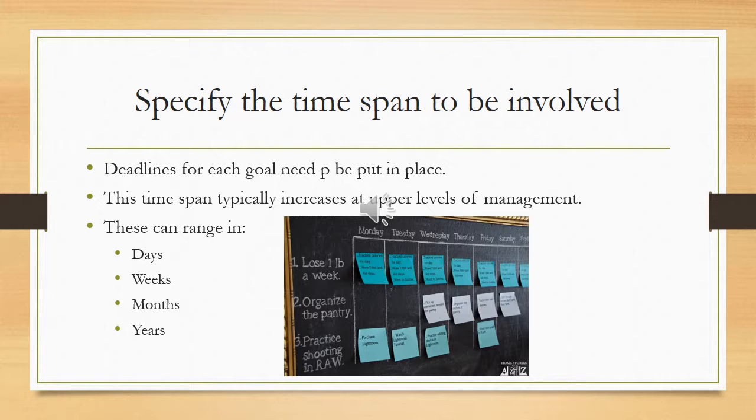After the targets are set, deadlines for each goal need to be put in place. Typically, the time span increases at upper levels of management. The goals of operative employees tend to be in the range of 1 day to several months. Middle managers' goals are more likely to fall into the 3 months to a year range, and top level managers' goals often extend to 2, 3, or 5 years.